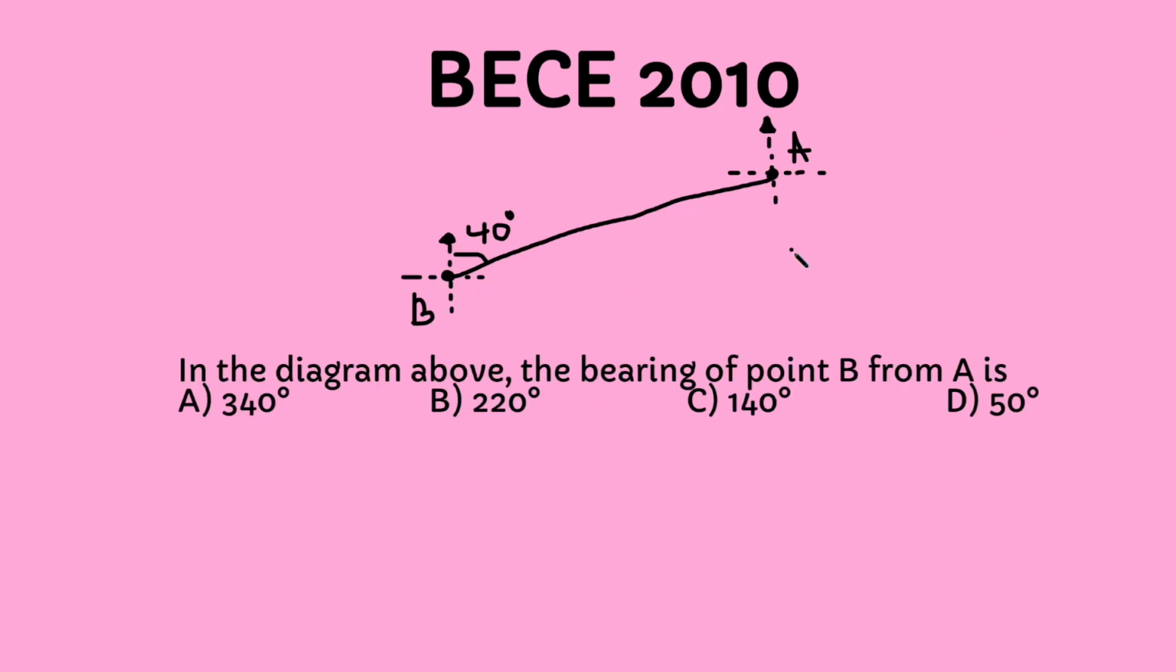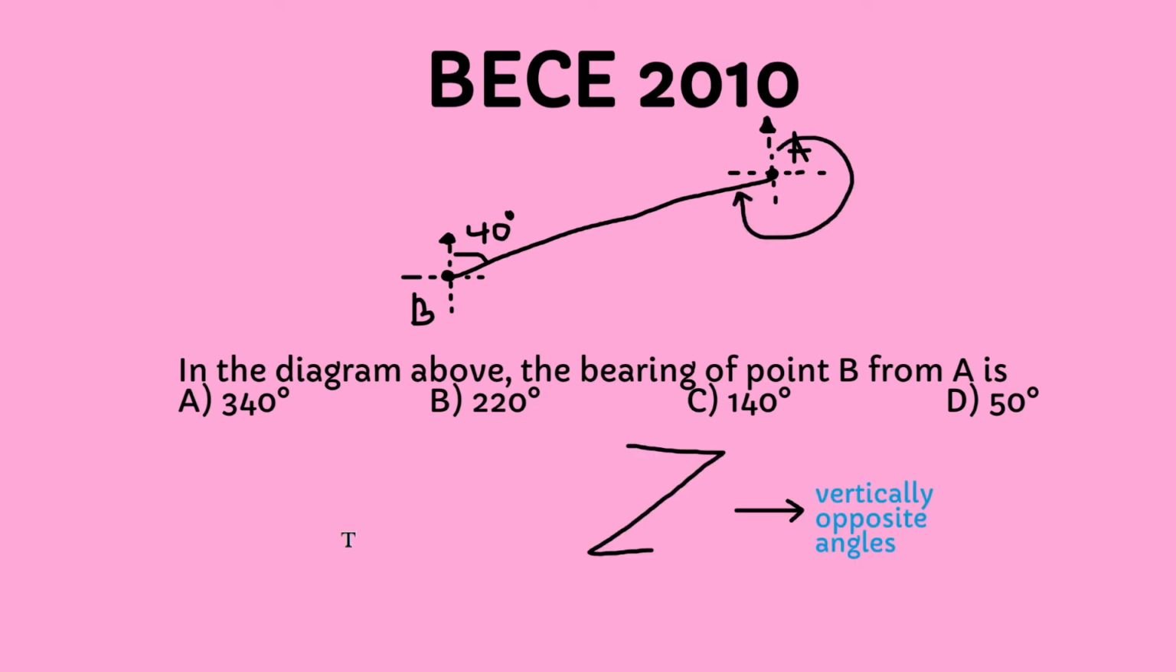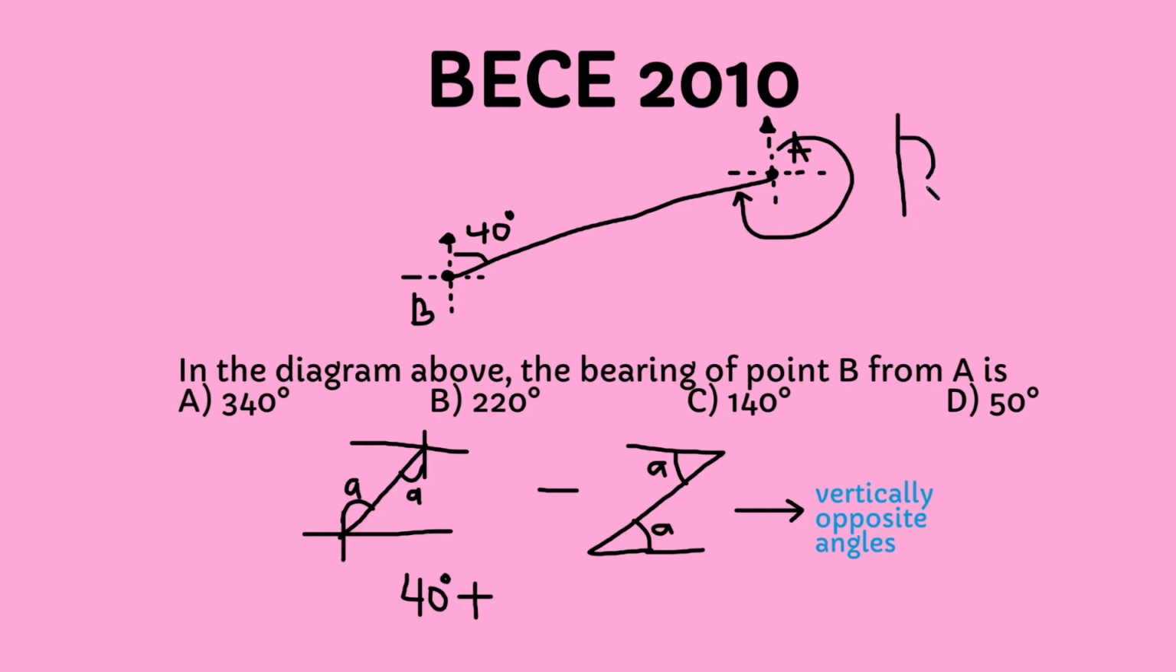In the diagram above, we have to find the bearing of point B from A. To find this, I'm going to also apply vertically opposite angles. With the concept of vertically opposite angles, you would understand that some aspect of angle A is 40 degrees. Our final answer will be 180 degrees plus 40 degrees, which will give us 220 degrees.